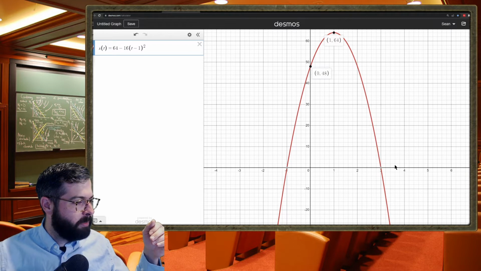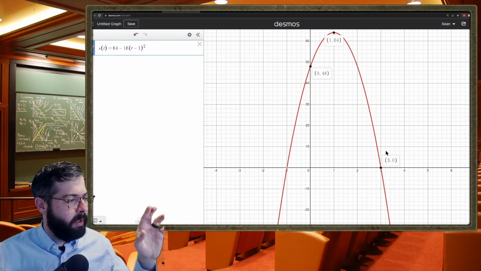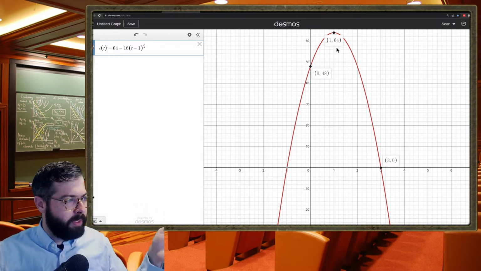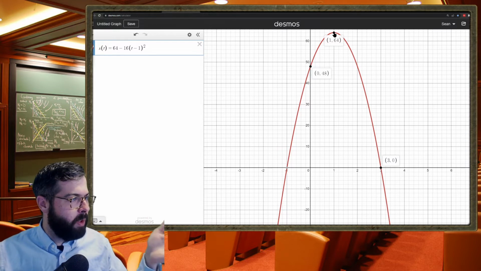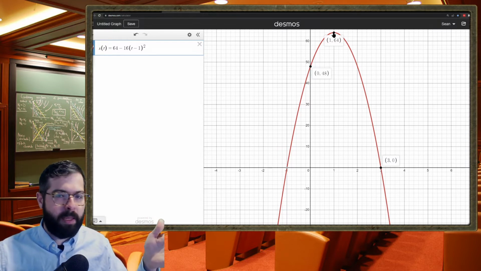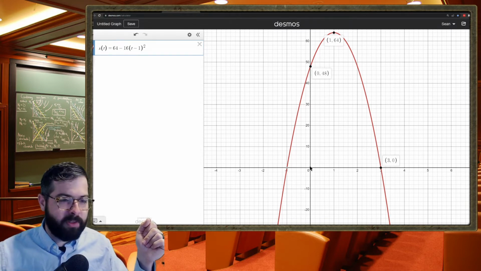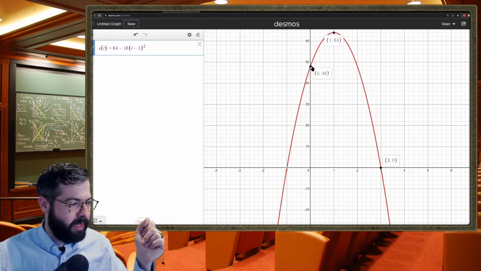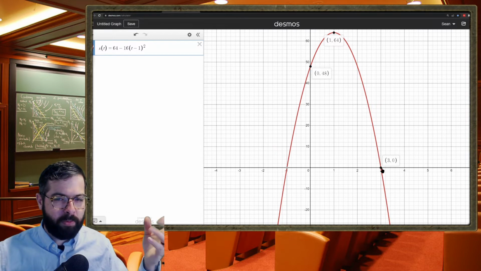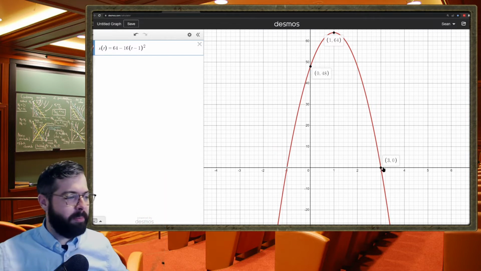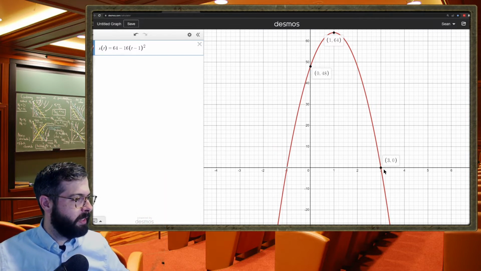And now I can grab some points. This will actually automatically grab some intercepts as well as the local extrema, so this apex here of the ball being thrown. I know that this is happening at t equals 1. This is where the ball was launched, right? At t equals 0, this is the height. And at t equals 3, the height is 0. What does that really mean? It's where the ball hits impact on the ground after 3 seconds.